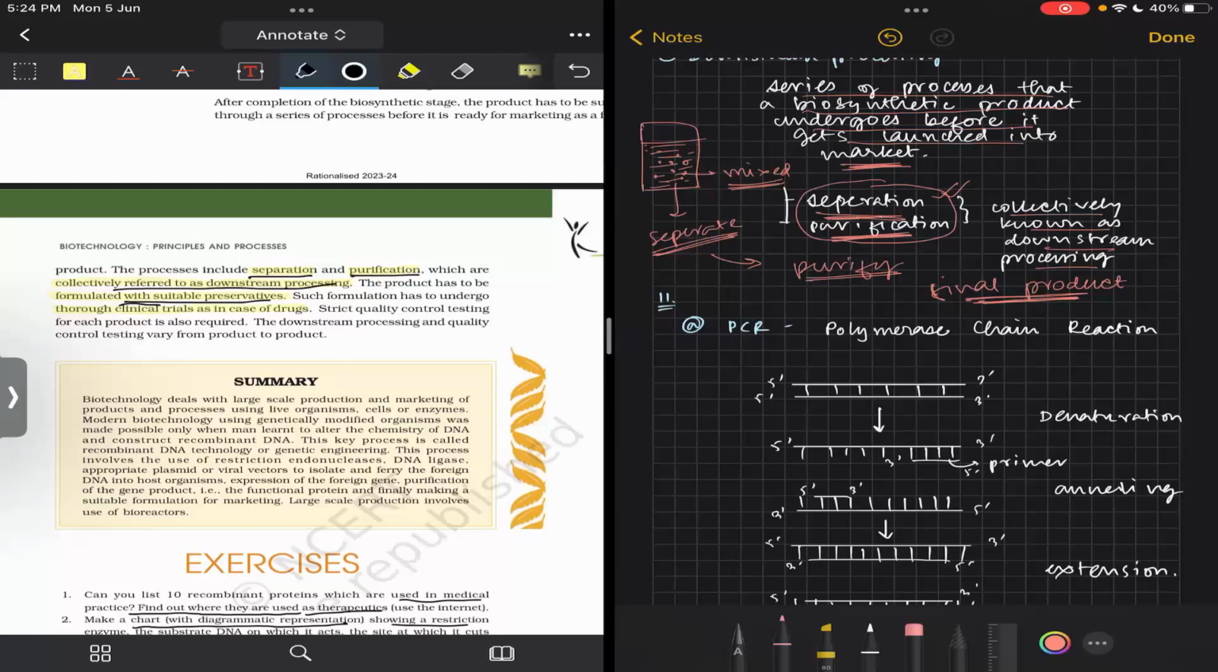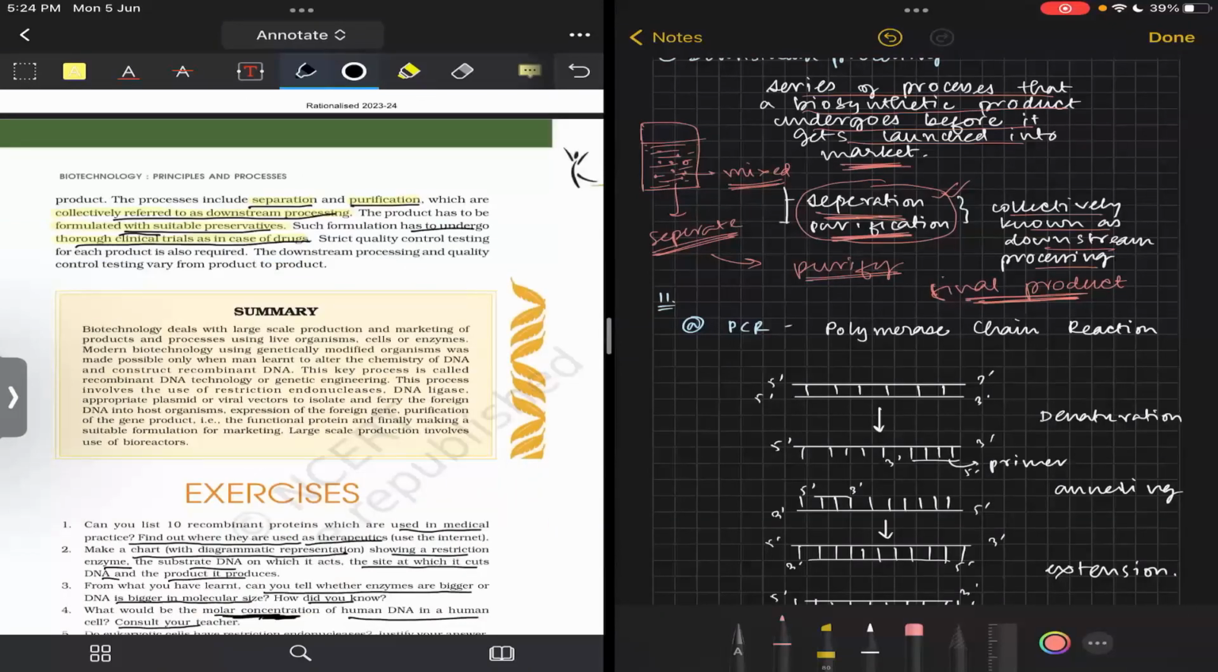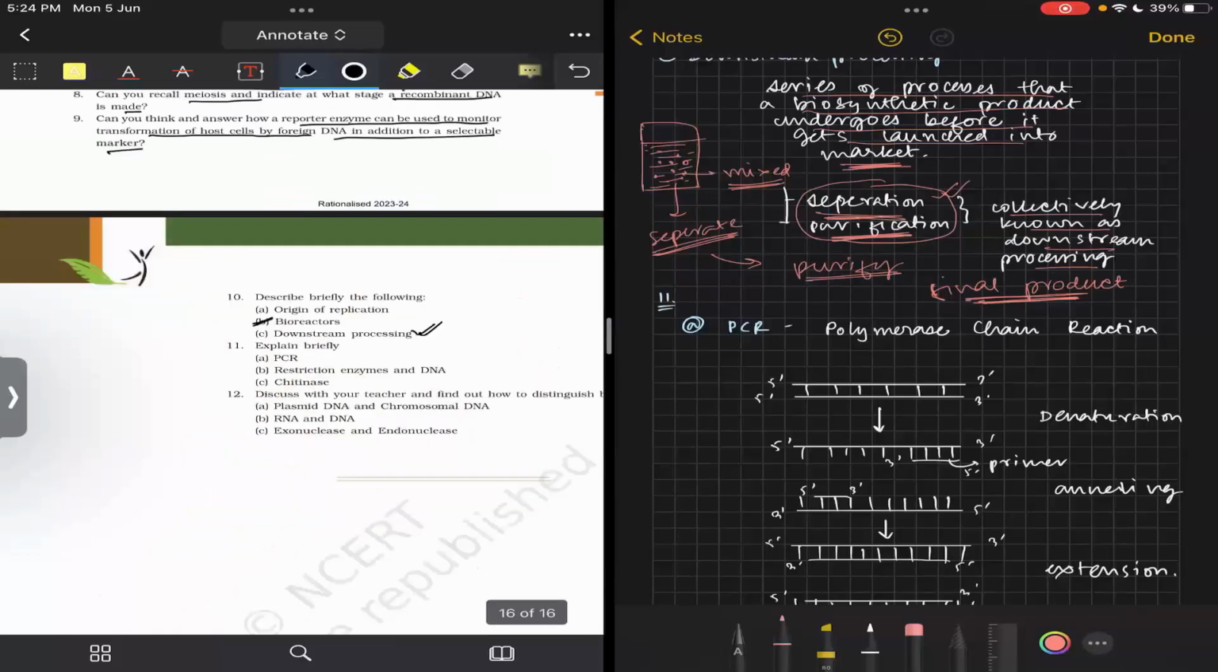So before launching any drug to the market, we have to do clinical trials of it, which is common sense. So this whole process is known as downstream processing.